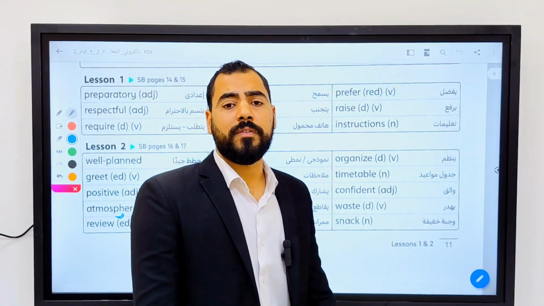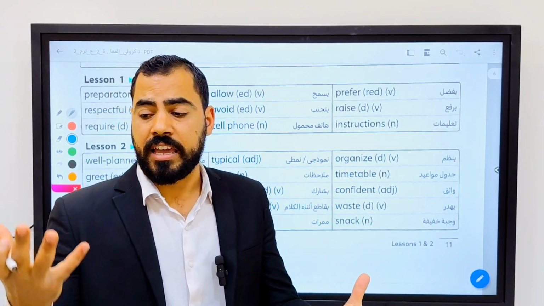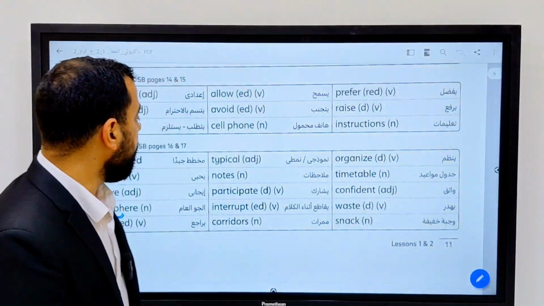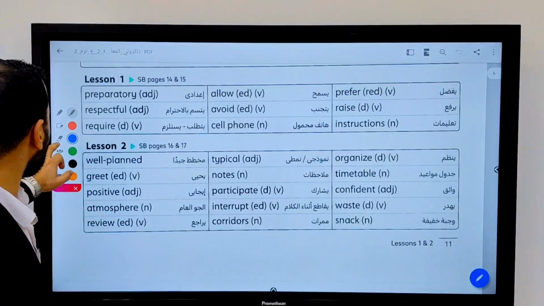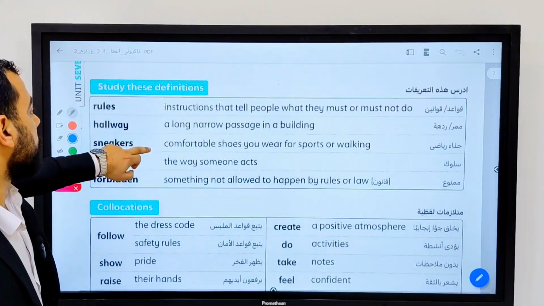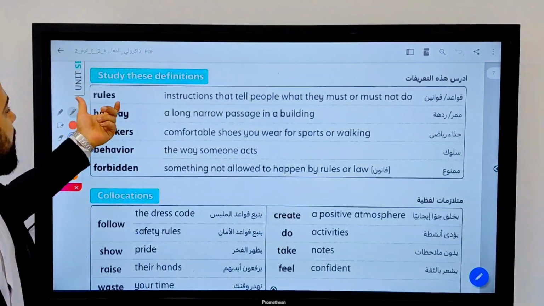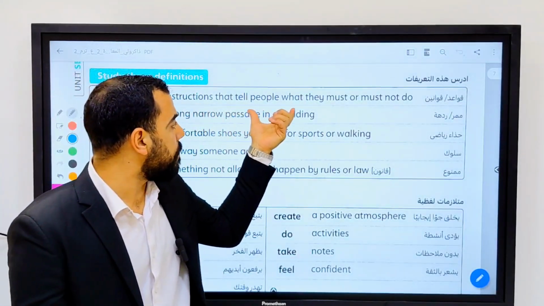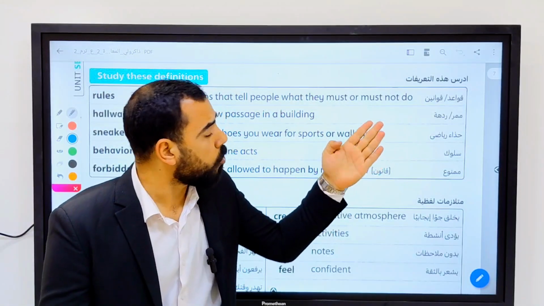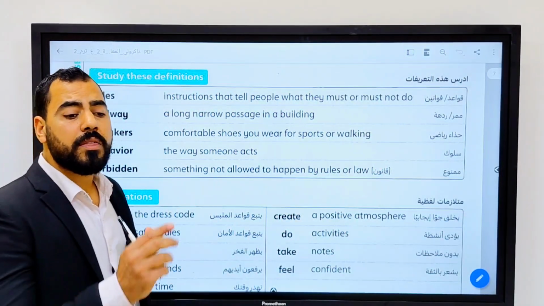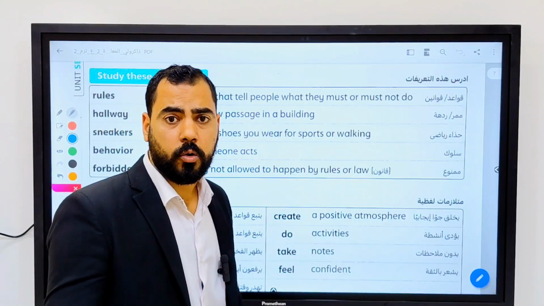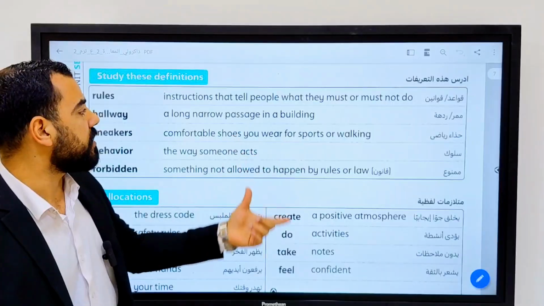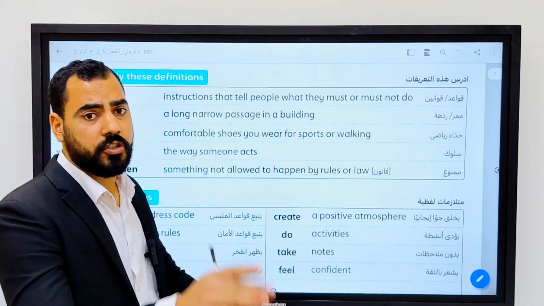Snack. When you feel hungry between the main meals like breakfast and lunch, you have a snack, for example a piece of fruit. So this was the first page in the unit. Let's move to the second one. What is the meaning of rules? Rules are instructions that tell people what they must or mustn't do. So things that you must or mustn't do at school are called rules.